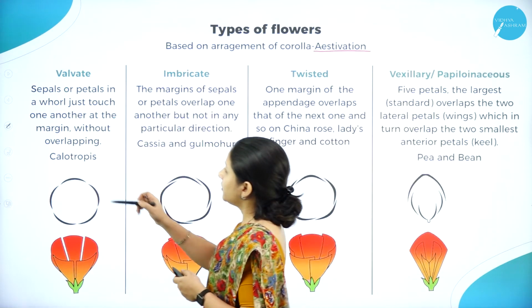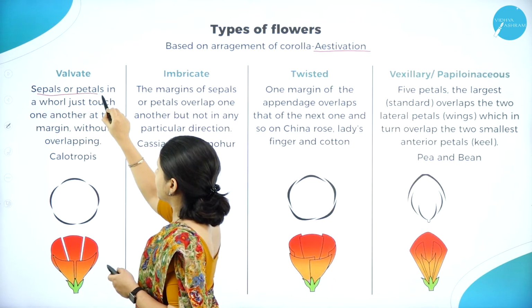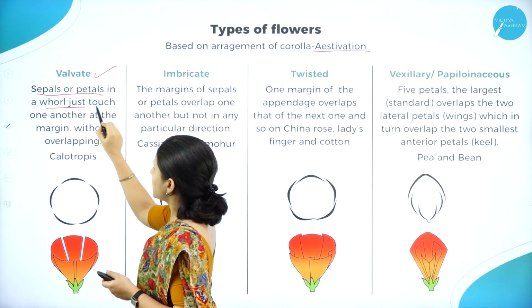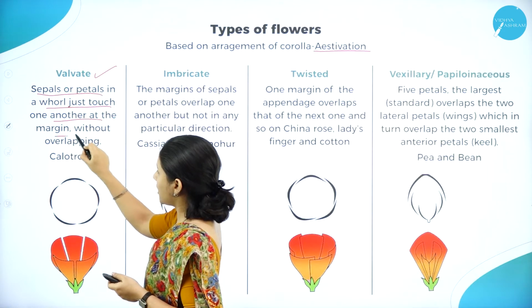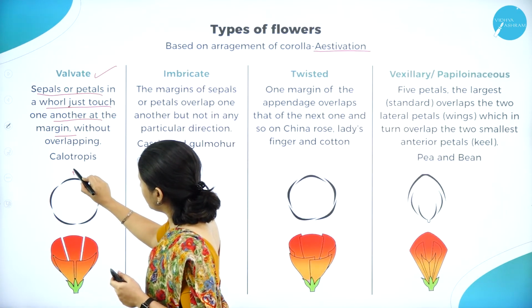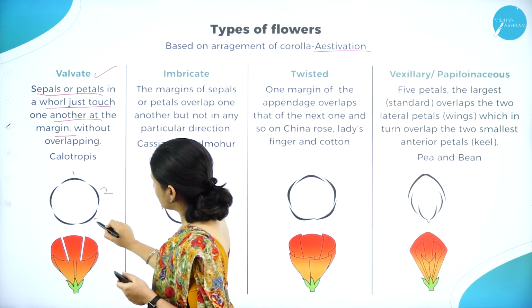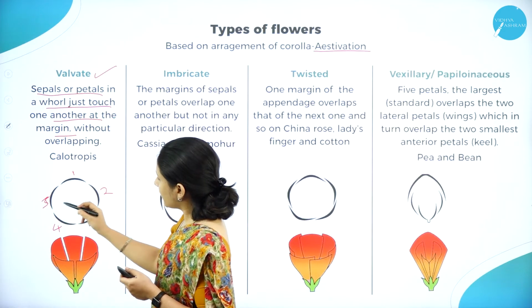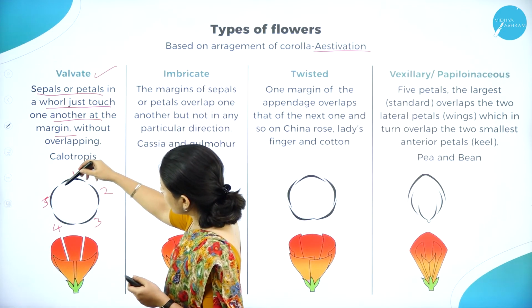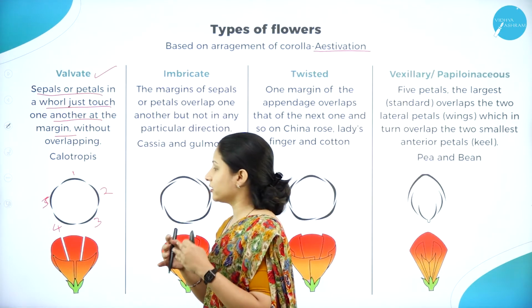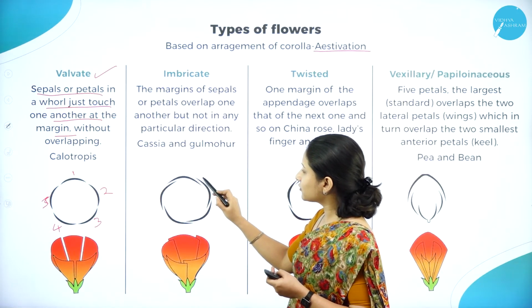So here either the sepals or the petals, in the case of valvate estivation, in a whirl, they just touch one another at the margin without overlapping. So can you see here? This is petal 1, petal 2, petal 3, petal 4 and the petal 5. So they are arranged in such a way that they are arranged close to each other, but they are not overlapping with one another. Can you see here? This is called as overlapping.